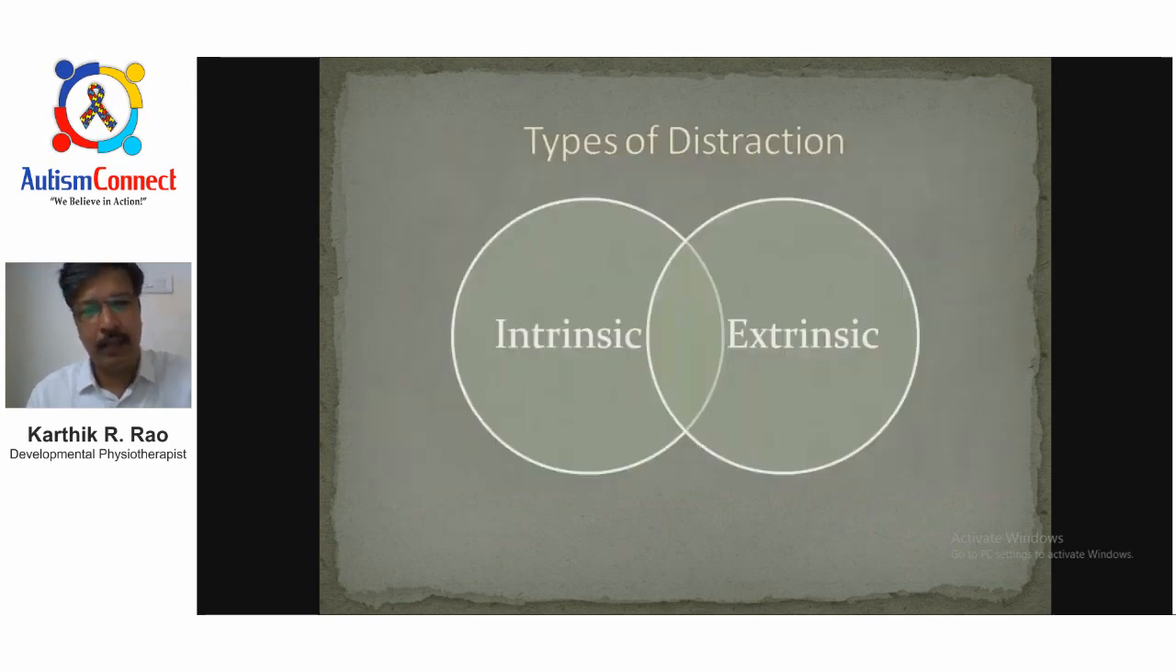So basically, I'm looking at how we're going to work on attention. The first thing that comes to my mind is distraction. There are two types of distraction: an intrinsic distraction and an extrinsic distraction. We'll look more into what these mean. As you can see in this picture, there is some overlap between intrinsic and extrinsic distraction, which means they are not completely mutually exclusive, which will become clearer as we get further into the presentation.